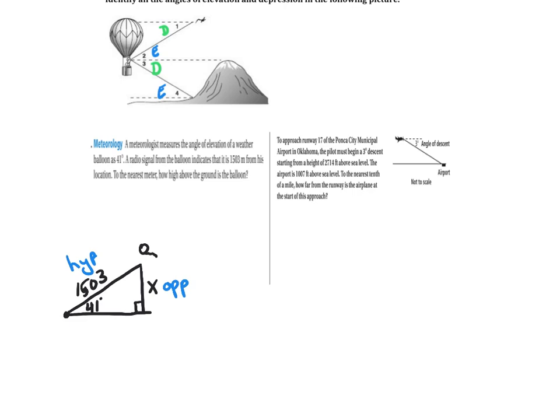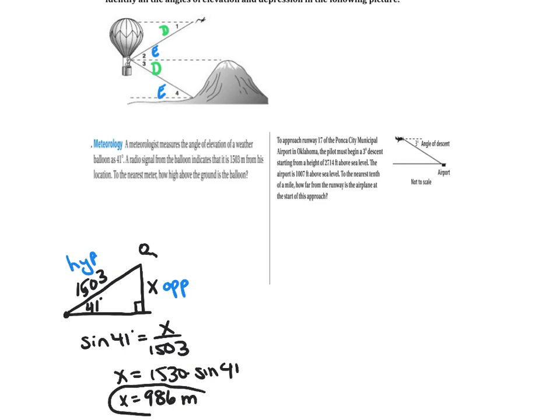So we'll use the sine function. Say the sine of 41 degrees is equal to x over 1,503. So x equals 1,503 times the sine of 41, which gives us 986.06 meters. We want to round to the nearest meter, so 986 meters.